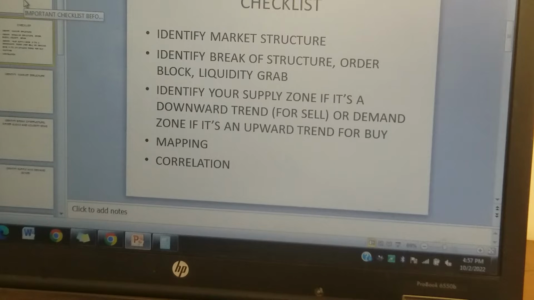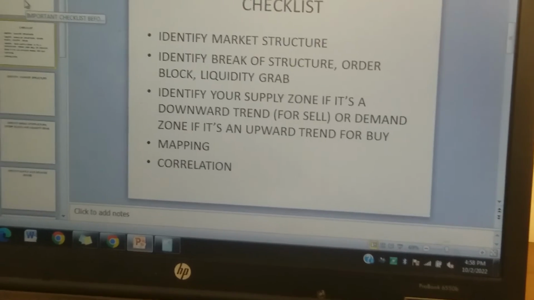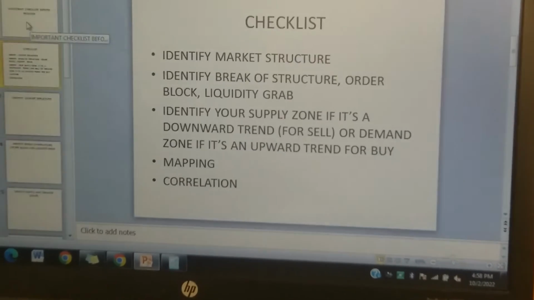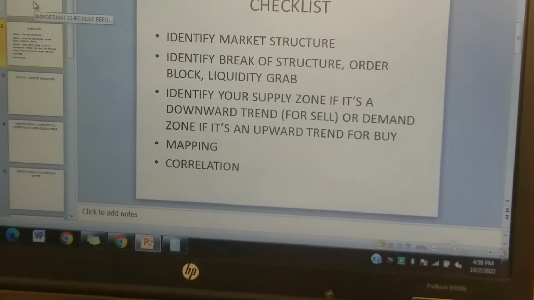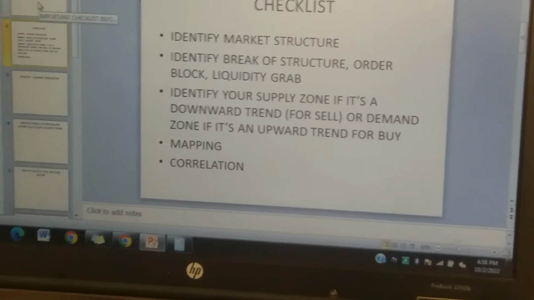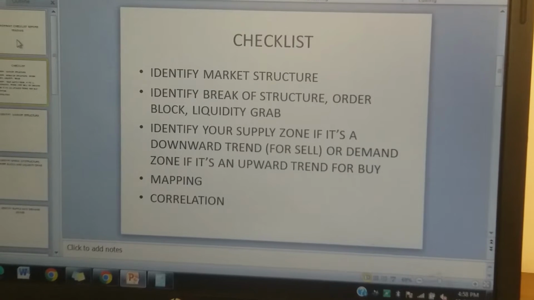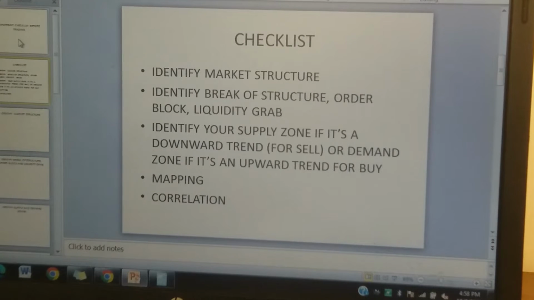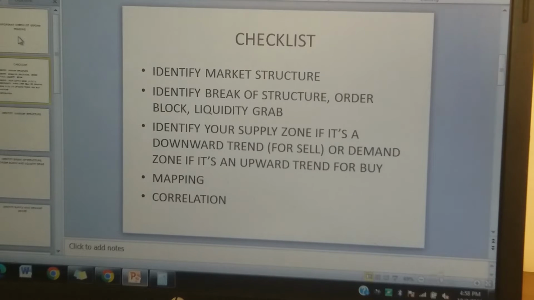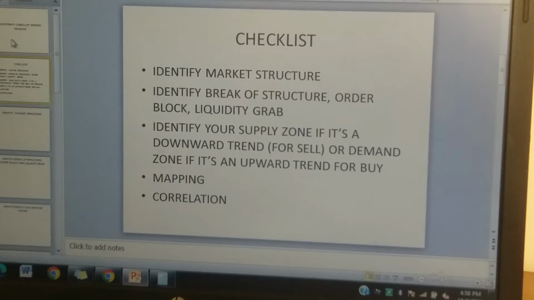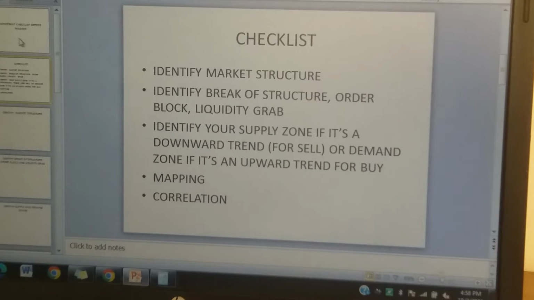Number one, you identify your market structure. Number two, you identify a break of structure, your order block, and your liquidity grab. The third point, you identify your supply zone if it is a downward trend for sell, or a demand zone if it is an upward trend for buy. Then the fifth one, your mapping. That's what we call mapping. We do not trade a currency in isolation, and correlation. So I will take time to break down each and every one of these points.